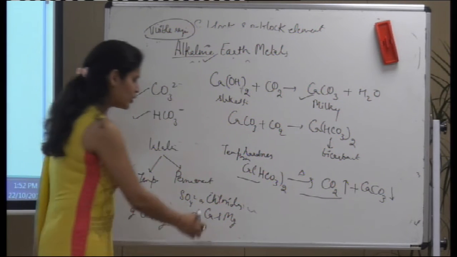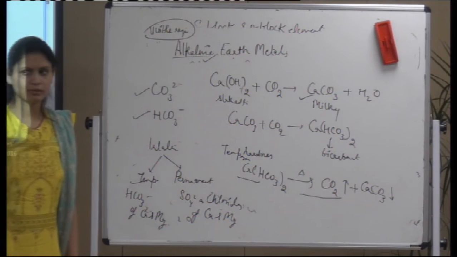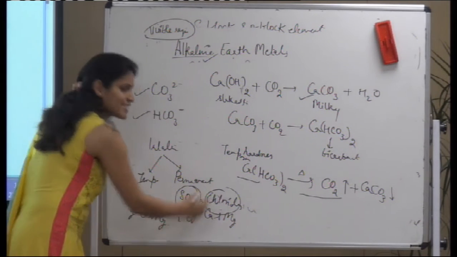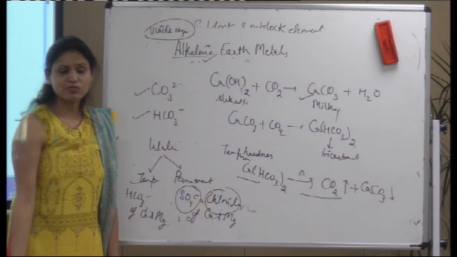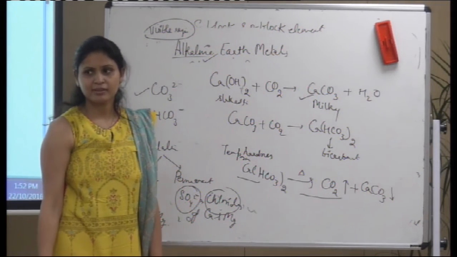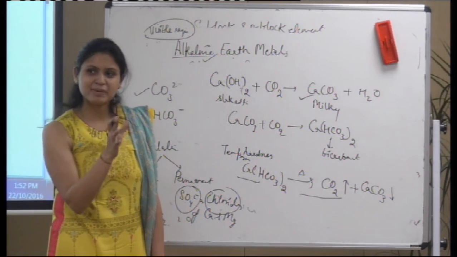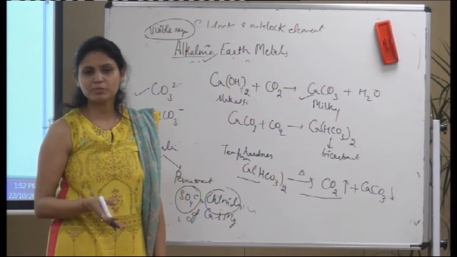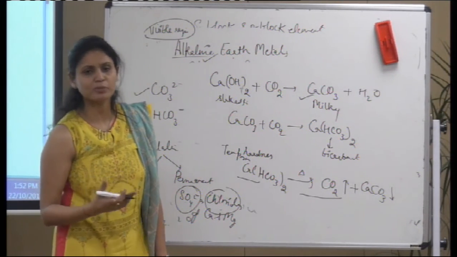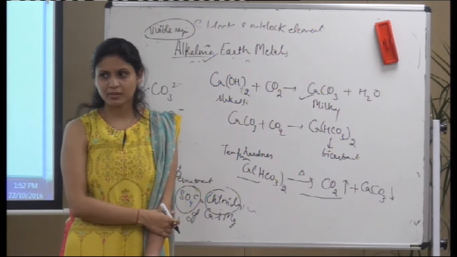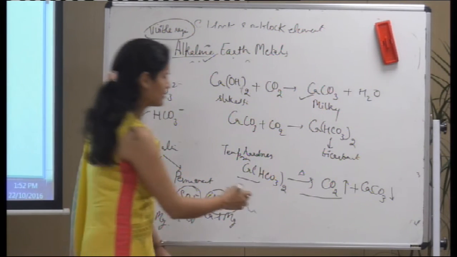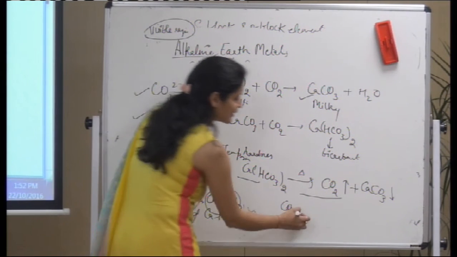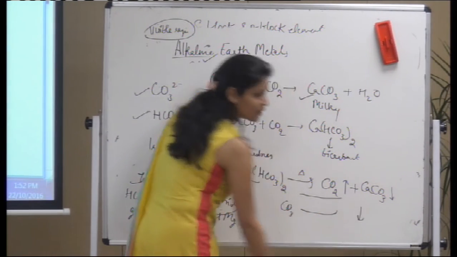And if I want to remove the permanent hardness of water, what should I do? I should remove these ions, sulfates and chlorides. So how should I remove these sulfates and chlorides? I should replace these ions by some better ions which do not cause hardness of water. What should be the ions according to you? Can I replace it with carbonate? And then I can precipitate out that carbonate.